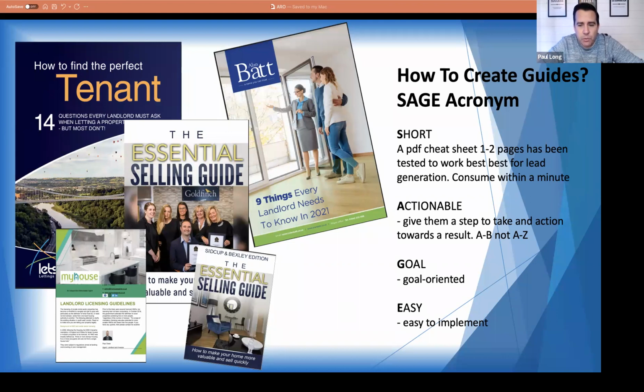A for actionable, give them a step to take. So get them from A to B. You don't need to get them from A to Z and give them everything. Just get them further than they've got before and give them something that's actionable. G for goal-orientated, make sure it's goal-orientated and easy to implement.